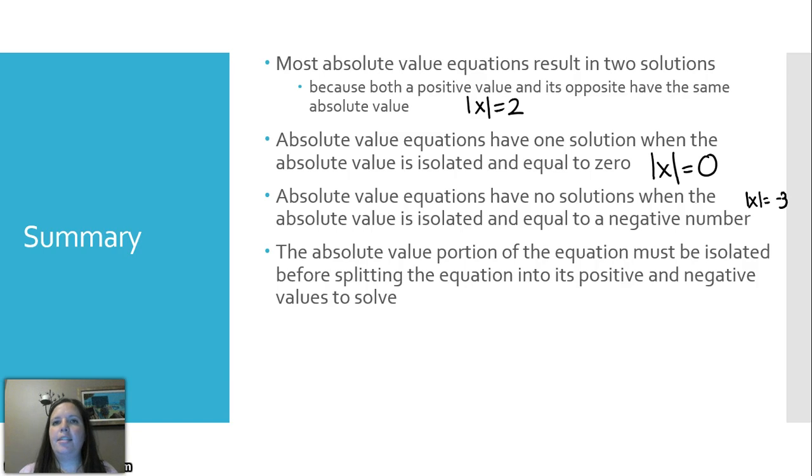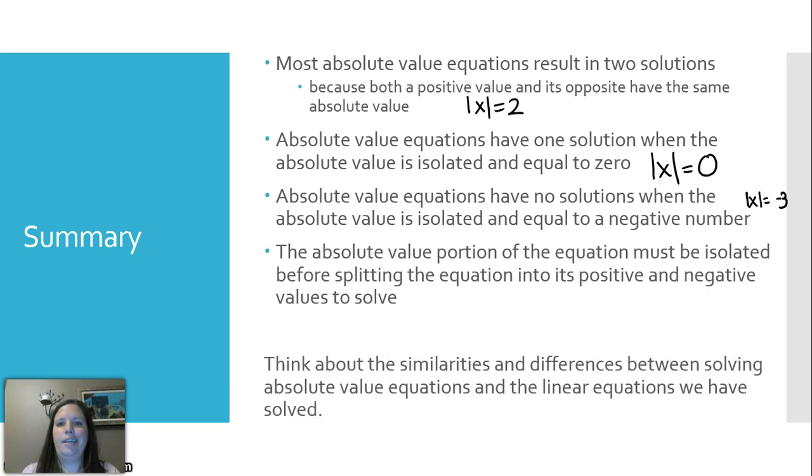We have to isolate that absolute value portion of the equation before splitting. So make sure you undo any operations that are around your absolute value on the outside, not on the inside. We don't touch those until we've split it into two problems. You want to almost think of those like jail bars. You can't get in. You have to remove them first before you can actually touch anything on the inside.